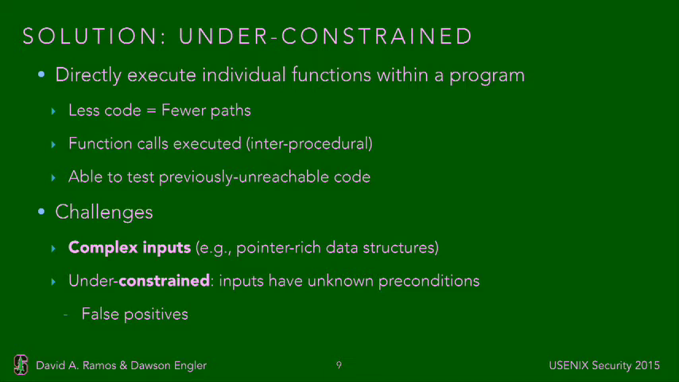However, when I say individual functions, if a function performs a function call to another function, we do actually follow this call and execute that function. So this is still inter-procedural symbolic execution. We just begin at some arbitrary function boundary rather than at main. And so using this tool, we're able to test previously unreachable code deep within a program by just jumping directly to that function. This technique does introduce two primary challenges.